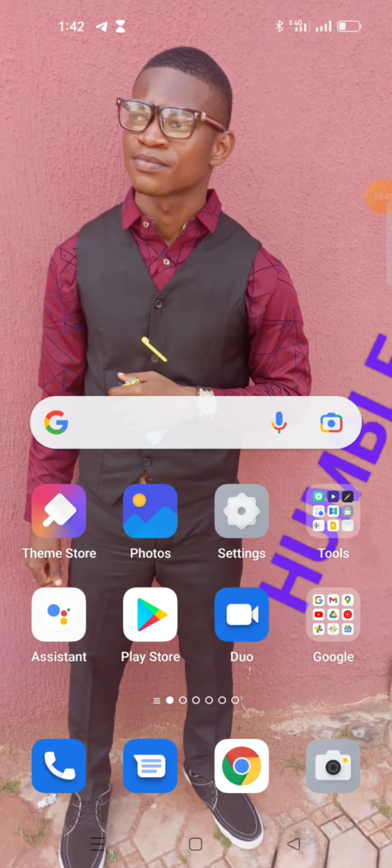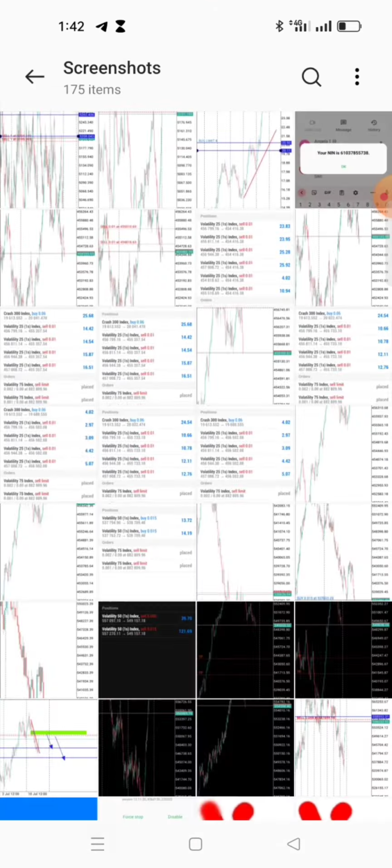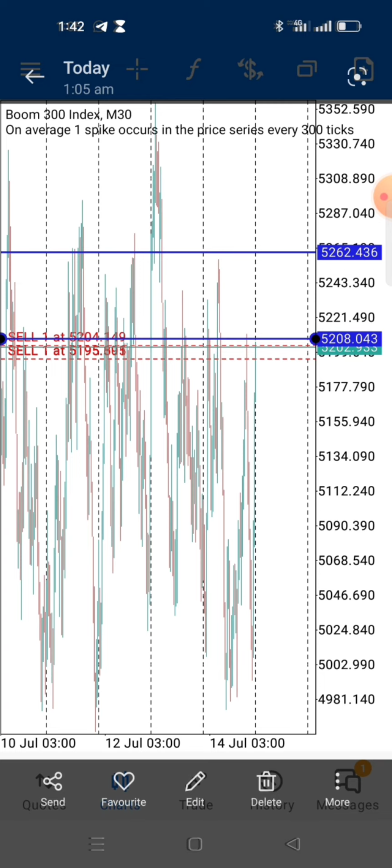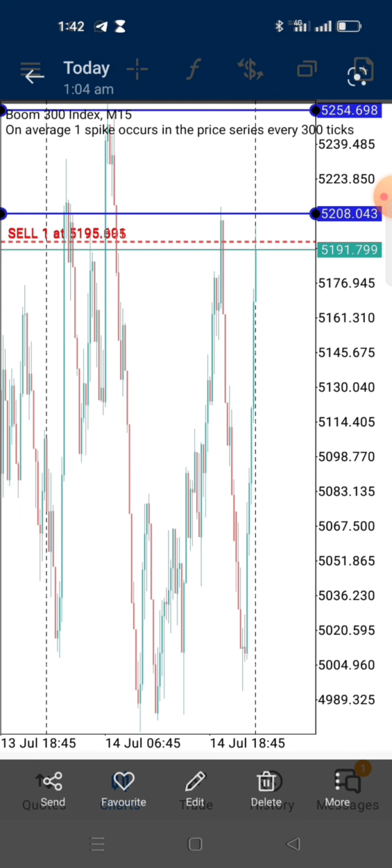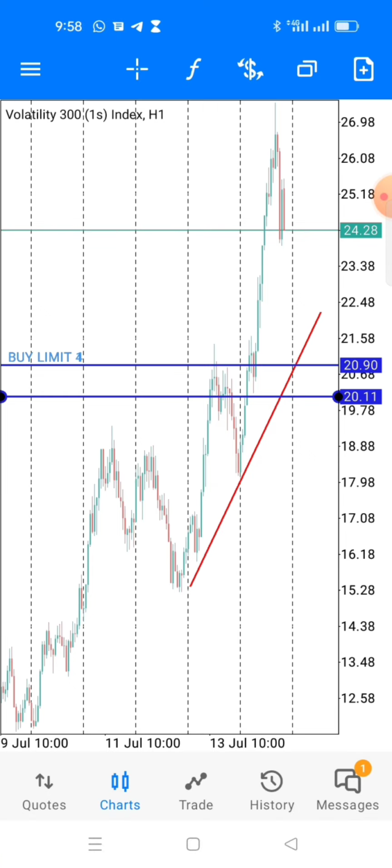If I go down to my recent trades, sometimes when I take trades, I normally take screenshots so that I can use them to show you guys what's happening. That is the trade you just saw me taking, and these screenshots were taken while it was running. Look at the trade here. I had a trade on Volatility 300. Even though the trade has not activated, you can take it right now with the buy limit at 20.90 and your stop loss at 20.11. You could use this as your buy limit on this index, which is 300x, and allow it to go. Let us see how it plays out.